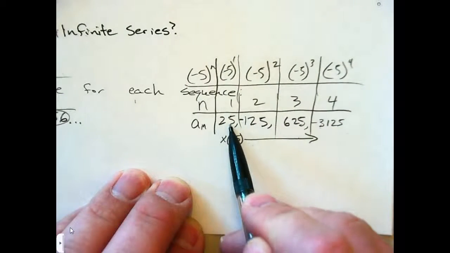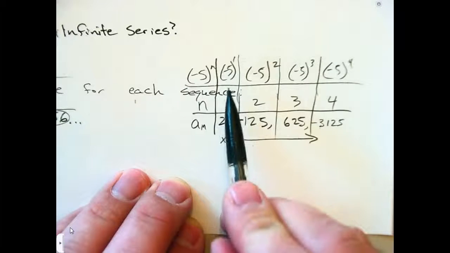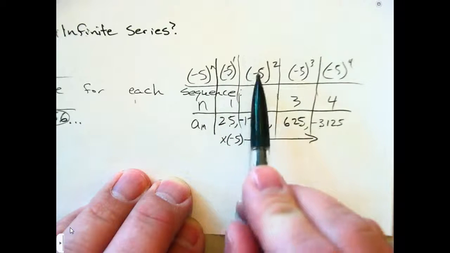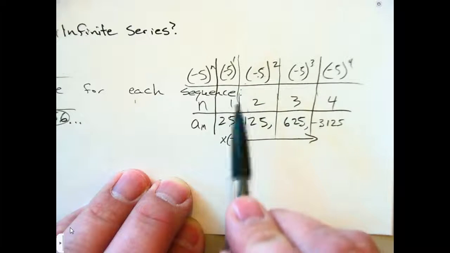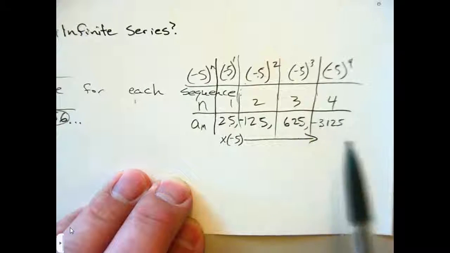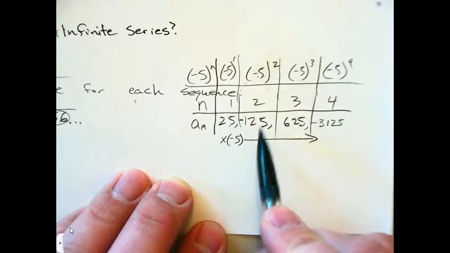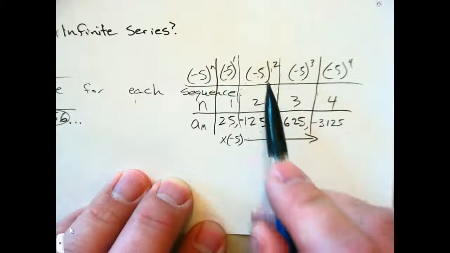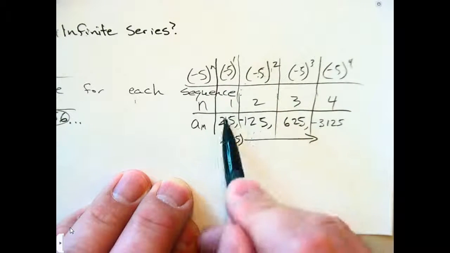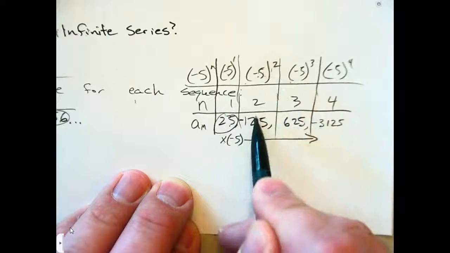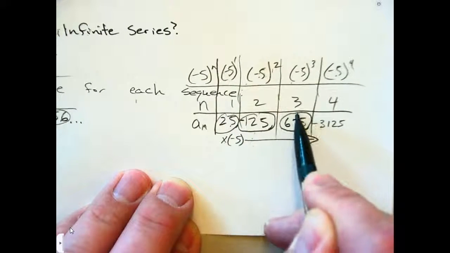-5 to the first, 25? No. By the way, once again, if you are not putting parentheses around it, it doesn't matter right here, but here it does. If you didn't put parentheses, you're saying 5 squared times -1. All your answers are negative. Put parentheses around that -5. -5 squared, is that 25? Yes, it's not -25, it is 25. So this happens to match with this one, this one happens to match with that one, and this one will end up matching with that one.